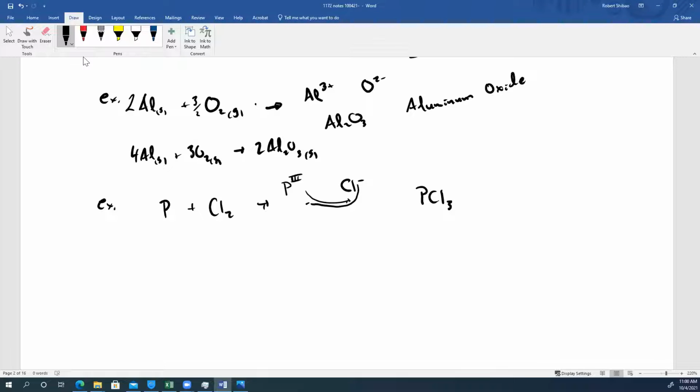Now, this is what we call a molecular compound. Molecular compounds just consist of nonmetals here, and so we have a different naming rule for this. This is a binary molecular compound. So if you recall, this is called phosphorus trichloride.